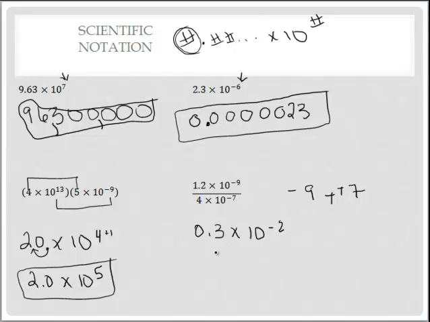So this is also not in scientific notation because this is a 0. We have to move this decimal 1 place this way. That's making the number bigger. So we have to make this number smaller by 1 place to make up for it. So we end up with 3 or 3.0 times 10 to the negative 2 minus 1, which would be negative 3.